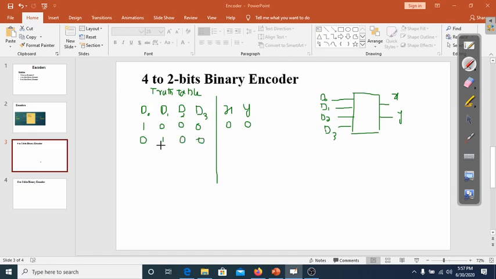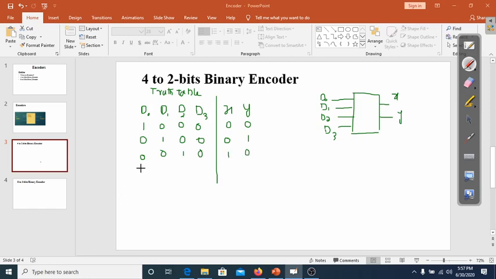Only one input is active high and the remaining are active low. So in this case, I will assign x is equal to 0 and y is equal to 1. So this binary combination is the binary code. Next, d0 is equal to 0, d1 is equal to 0, d2 is equal to 1, d3 is equal to 0. In this case, the output would be 1 0.